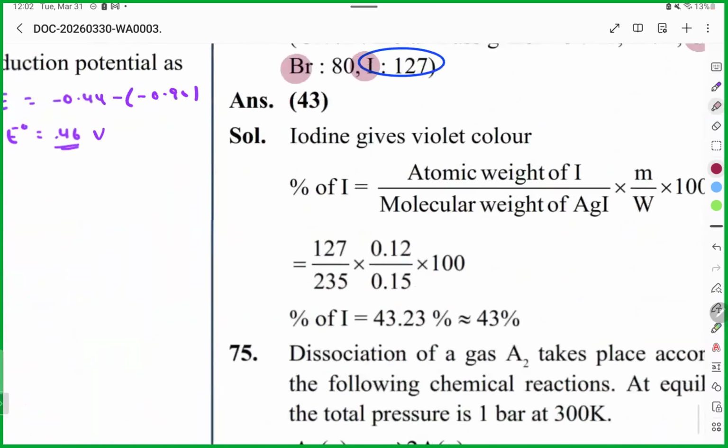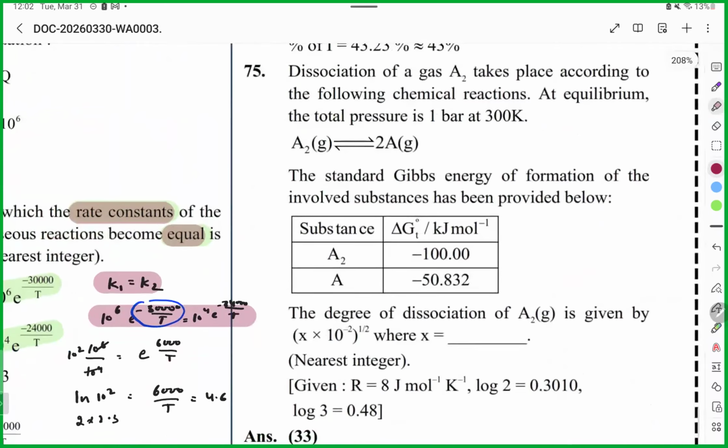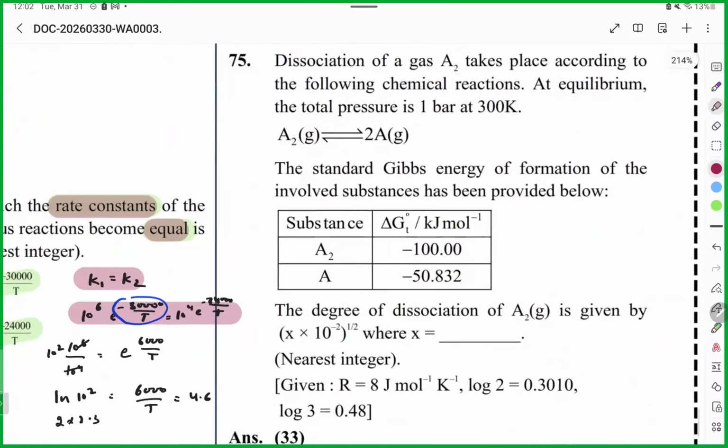Okay, done. Last question. And we are done with the paper.